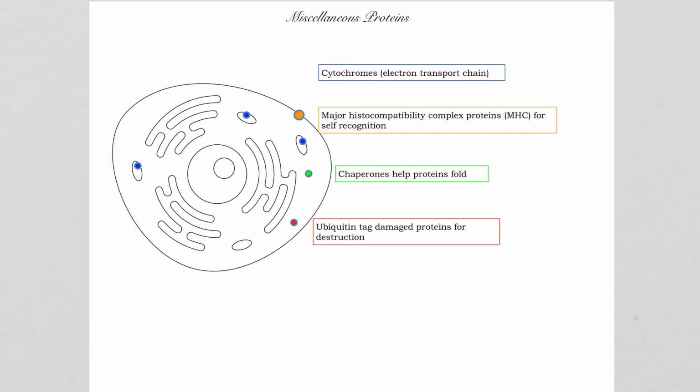Examples of these are the cytochromes that we'll talk about under the electron transport chain, the major histocompatibility complex proteins or the MHC proteins that play a very important role in self-recognition. Chaperones are proteins that help other proteins fold correctly into their 3-dimensional shapes. Then we have proteins such as ubiquitin, and these proteins basically label damaged proteins for their subsequent destruction.